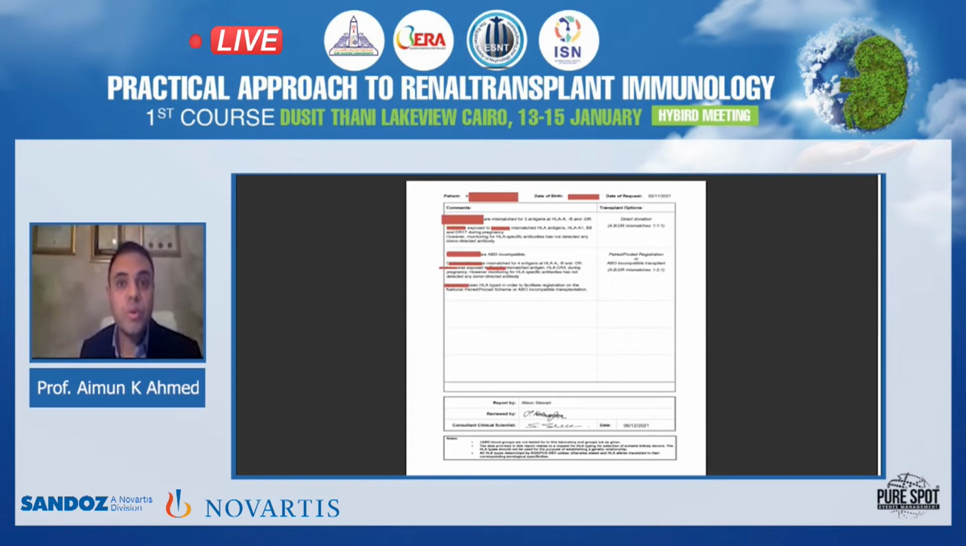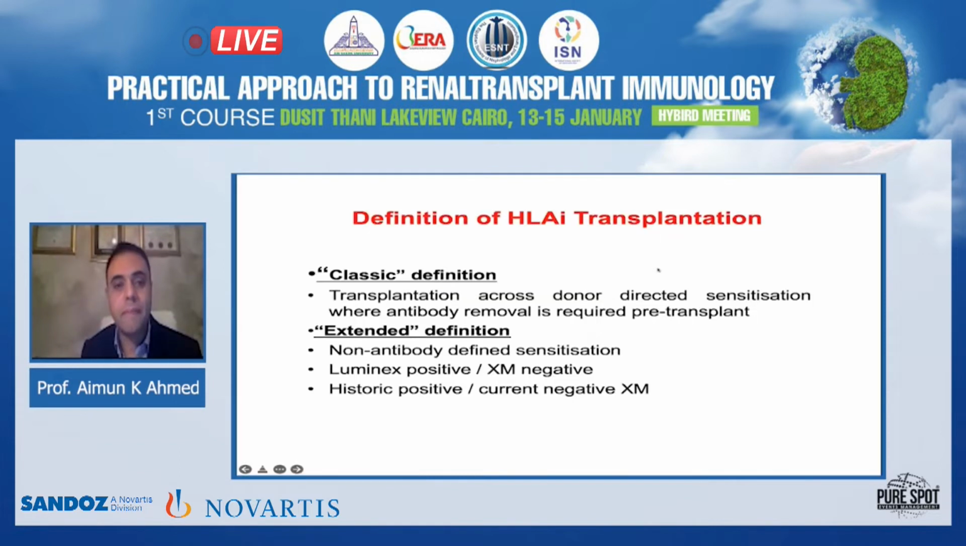And the report also, as we get it, says clearly that the daughter can donate directly, despite the mismatch, while the son-in-law should be enrolled in a paired pool program or ABO compatible transplantation. It also says there is an HLA mismatch between them. HLA incompatible transplantation is the classical situation where there are HLA antibodies directed against the donor in the recipient.